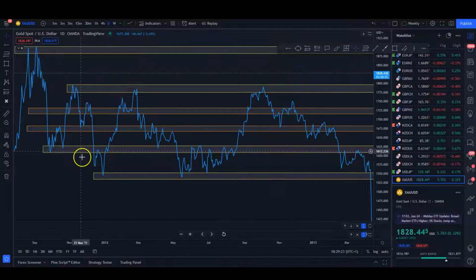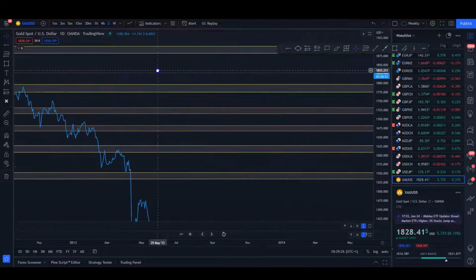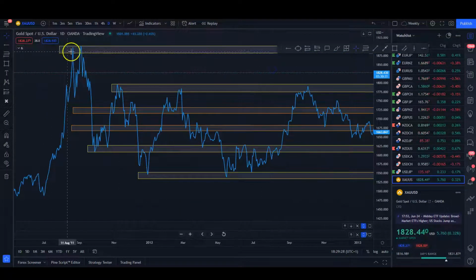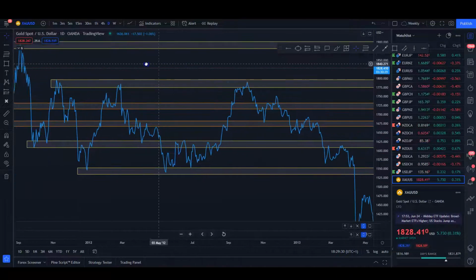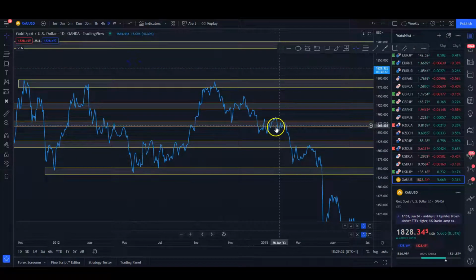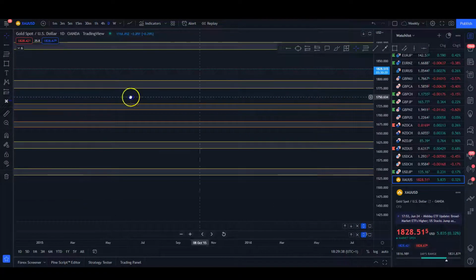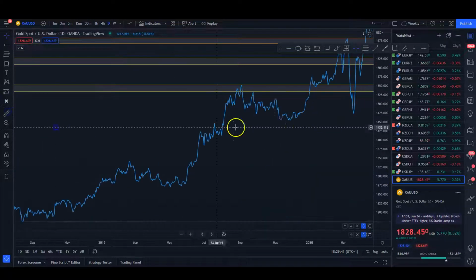So we've marked up all these areas. This is where price went to, and remember, this one was 2011, and we've marked up areas all the way to 2013. So this is 10 years ago we're looking at, and let's see what happens when price starts to come up to these levels.